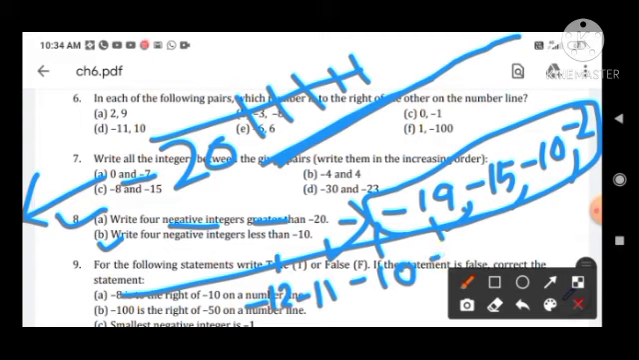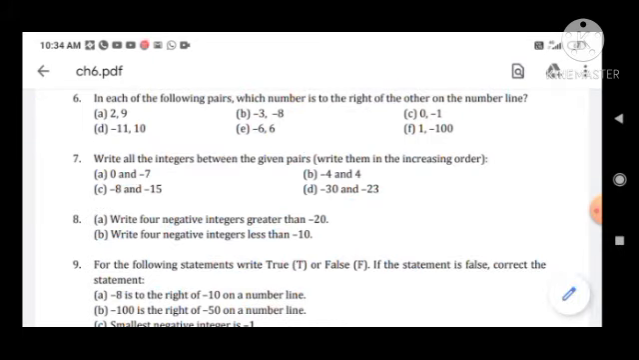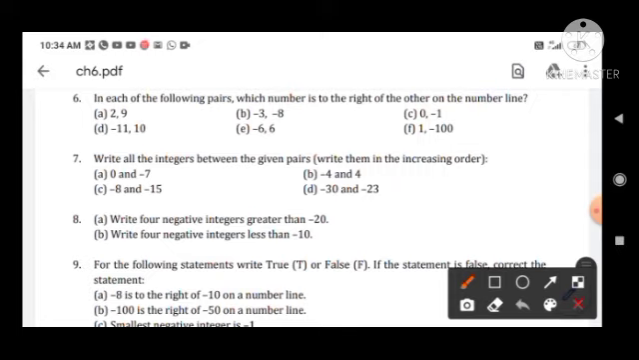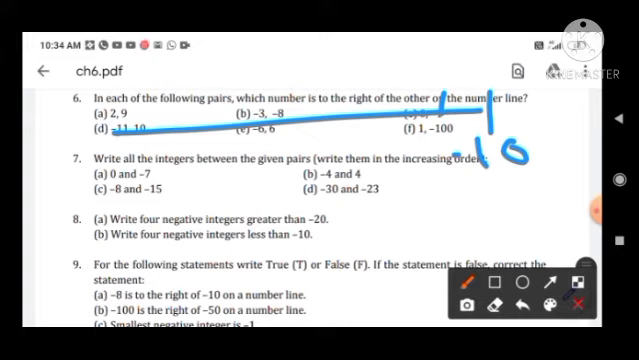Now if I write -10, now which is bigger, -10 or -9? Which is bigger here? -9 is bigger, but we have to write what? Less than, isn't it? Less than means we have to write the numbers which will be on the left side of -10. Left side of -10 we have to write. And how many numbers? 4 numbers. Okay, these all numbers we can write.